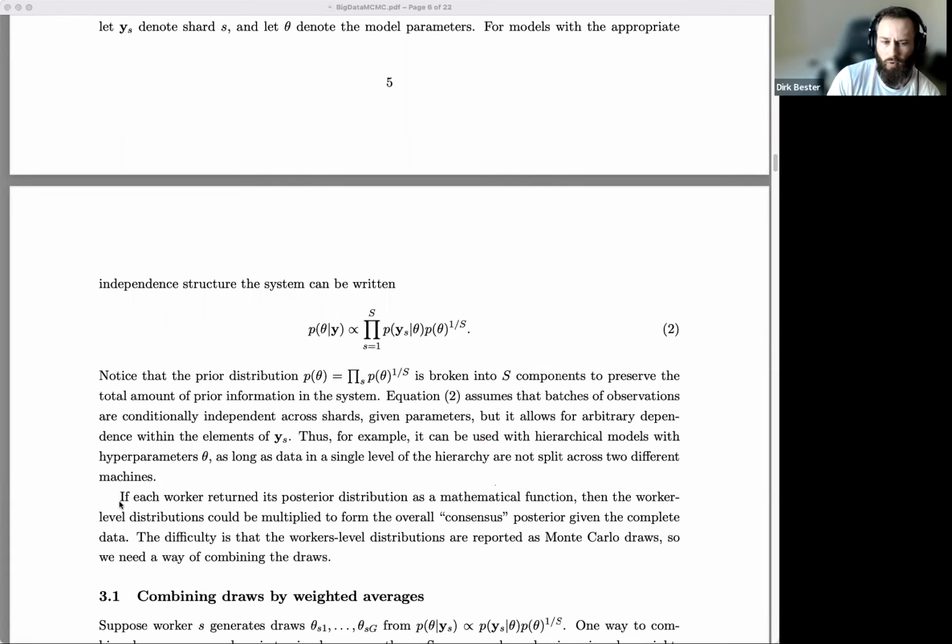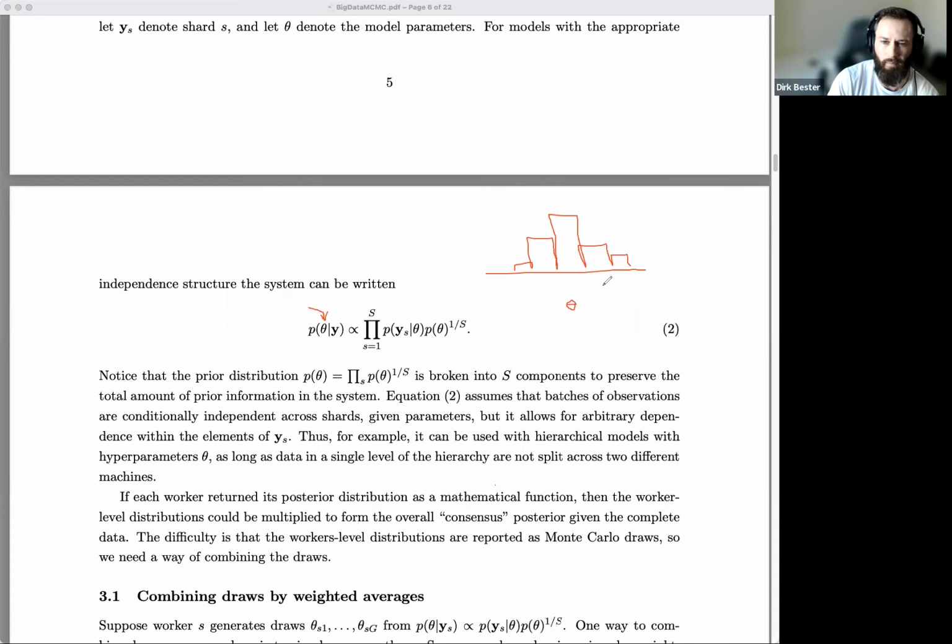Now, here's the important thing. If each worker returned its posterior distribution as a mathematical function, it would be really easy because we could just multiply them all together. But remember, we're doing Markov chain Monte Carlo. The answer you get when you do Markov chain Monte Carlo isn't actually a function. It returns random draws of the parameter. When you look at those random draws, you draw a histogram of your estimate, and you essentially end up with a random distribution of the parameter.